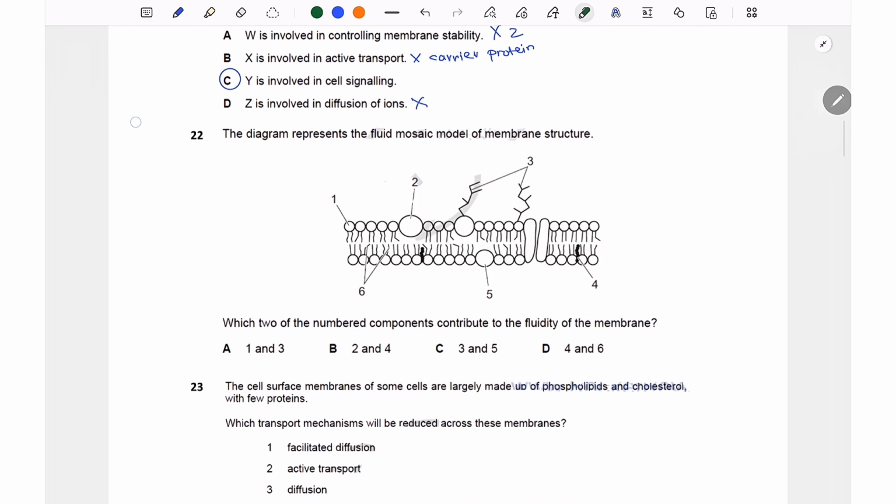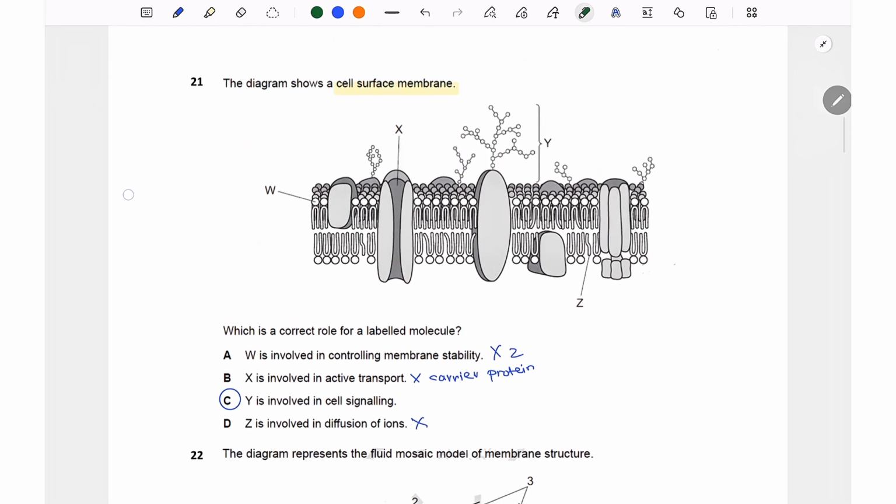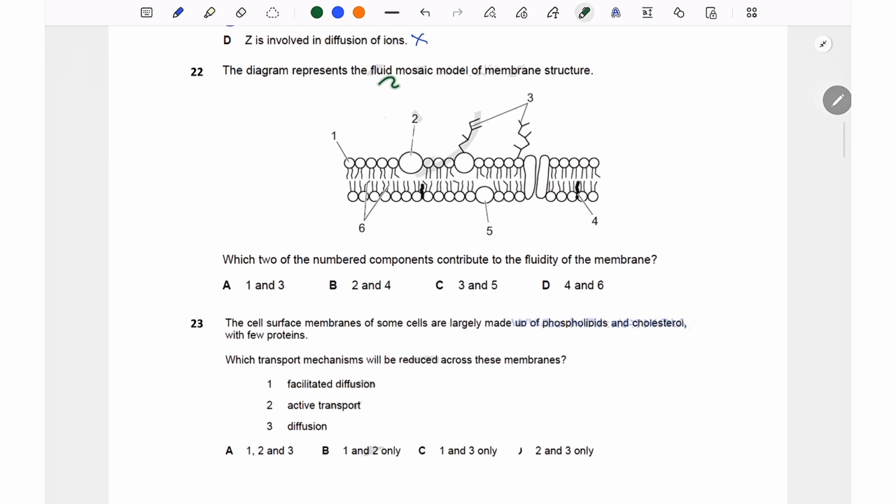The cell surface membrane, this is the one. We've done this. The diagram represents the fluid mosaic model of membrane structure. Again, similar question. So let's look at what we've got here. 3 again is glycoprotein. You have cholesterol again here as 4, and 2 and 5 seem to be the proteins. They look like extrinsic or peripheral proteins because they're not spanning throughout the cell surface membrane, the bilayers. It's just present on the outer surface like this. 6 is the fatty acid chains, and 7 is the phosphate head.